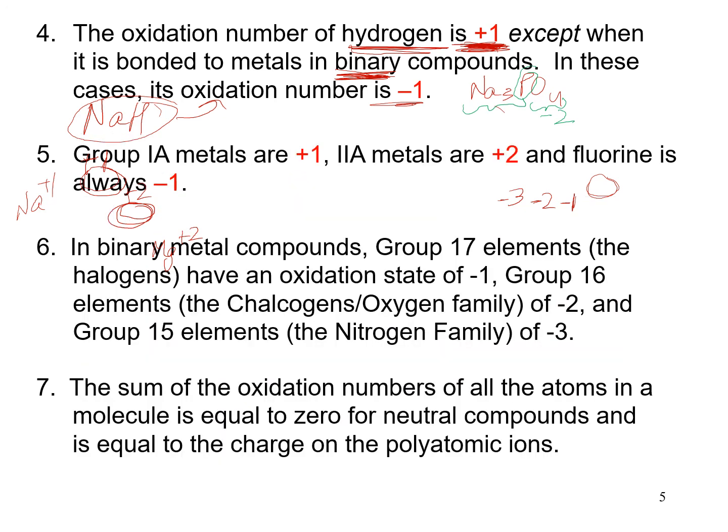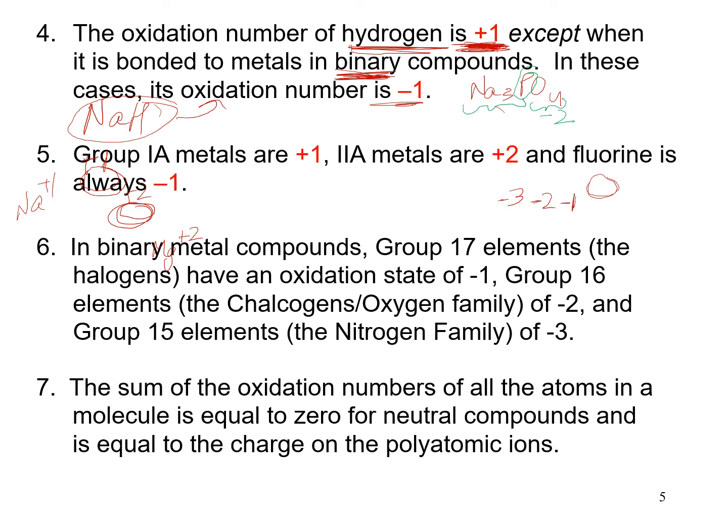Okay, so I'll move back to our rules. The last rule is rule number 7. The sum of the oxidation numbers of all the atoms in a molecule is equal to 0 for a neutral compound. If your compound is neutral, everything should total out to 0. And it is equal to the charge on the polyatomic ion. So if it's a polyatomic ion, the total will be equal to whatever the charge on the ion is. Neutral meaning it's 0, so the total is 0. Let's see how you can apply those rules.